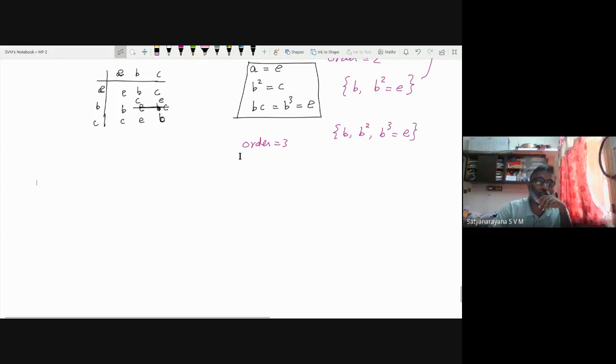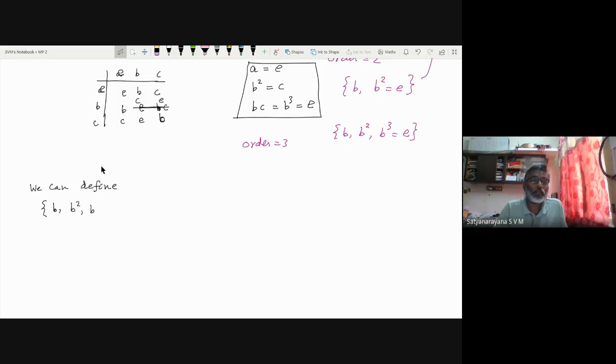So in general, we can define a group with B square, B cube, B to the power 4, etc., where B to the power n is equal to E. Okay, that is a group.